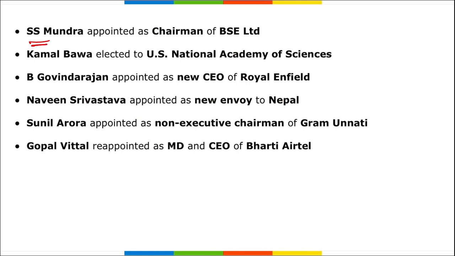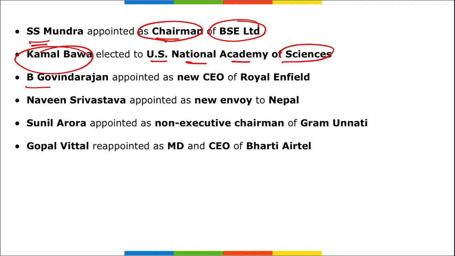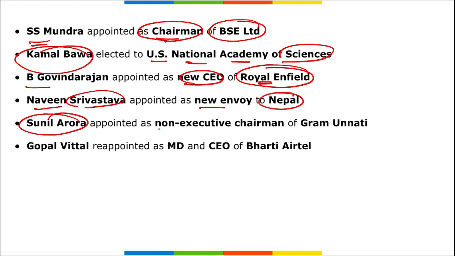Next, S.S. Mundra has been appointed as the Chairman of BSE Limited. Kamal Bawa elected to the US National Academy of Sciences. B. Govindarajan appointed as the new CEO of Royal Enfield, that is, of Bullet. Royal Enfield company makes bullets. Naveen Srivastava appointed new envoy to Nepal. Sunil Arora appointed as the new non-executive chairman of Grameen Unnati.